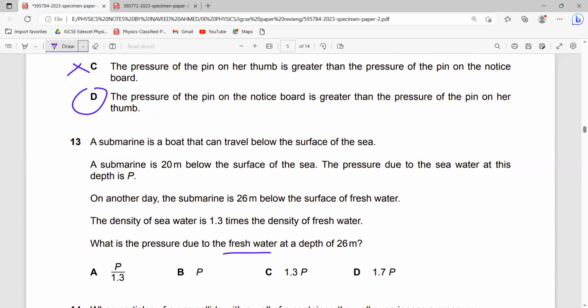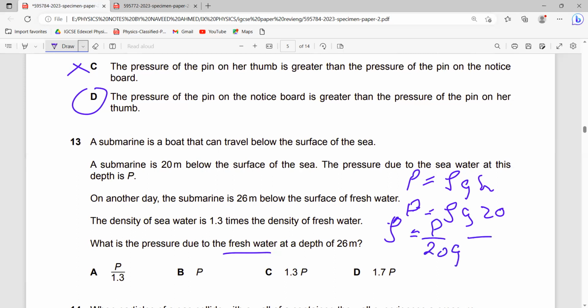First of all, we see the pressure in a liquid is P equals density times g times h. At the depth of 20, it would be rho times g times h, where h is 20. And if we make density the subject, this would be pressure over 20 times g. This is taken as question number 1.